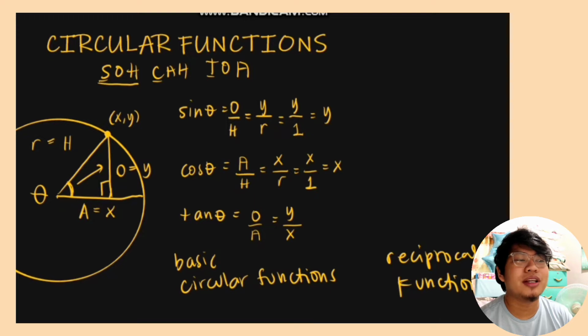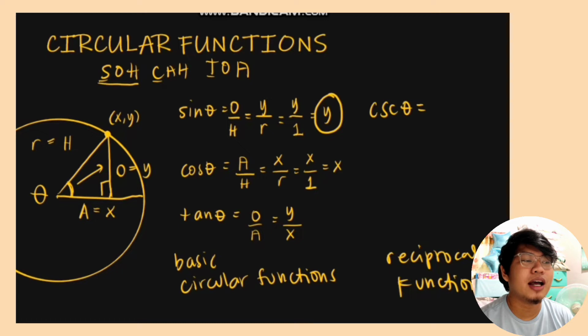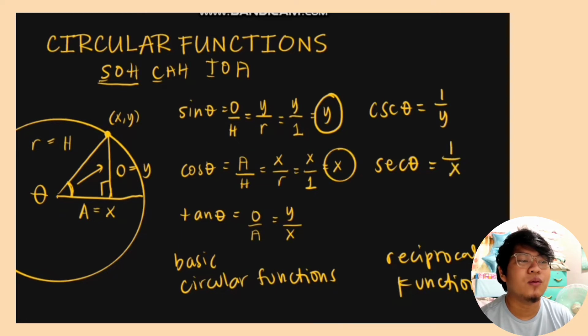From the word reciprocal, babalik rin lang natin yung value ni sine theta. So, ang reciprocal ni sine theta is cosecant theta. That is equal to, since the value of y, sine here is y, ang reciprocal niyan is 1 over y. And then, let's have secant theta. For secant theta, that is the reciprocal of cosine theta. So, if this is x, the reciprocal is 1 over x.